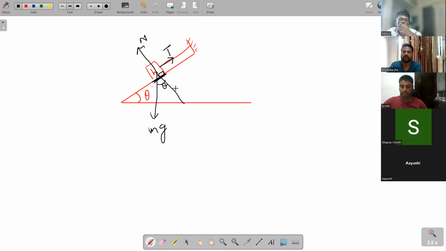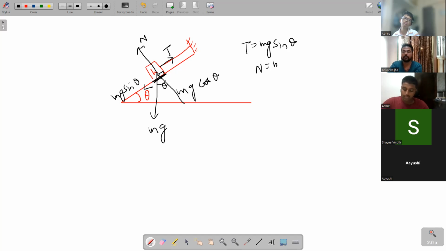So see, if I break the component of mg, this is theta, this is 90, so this is theta. So this is mg cos theta and mg sin theta. Now this is in equilibrium. So the force acting up the inclined plane must be balanced by the force acting down the inclined plane. So T must be equal to mg sin theta, and the forces perpendicular to the plane, up and down, both have to cancel, so normal must be equal to mg cos theta. That's it. We just have to balance the forces, right? Understood?